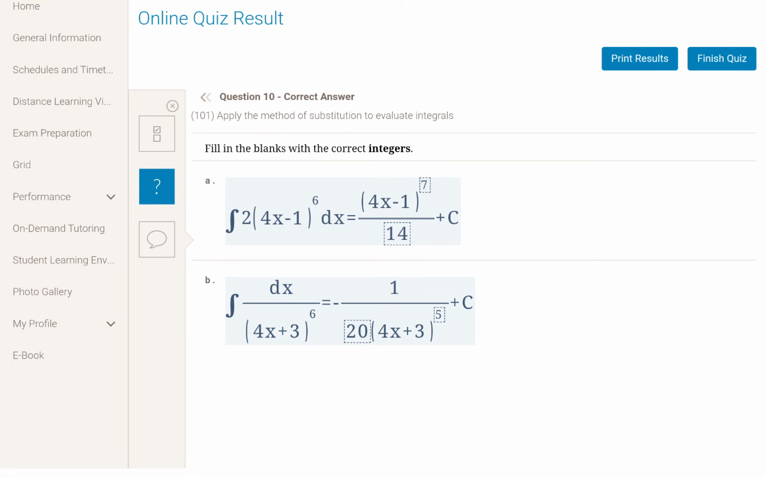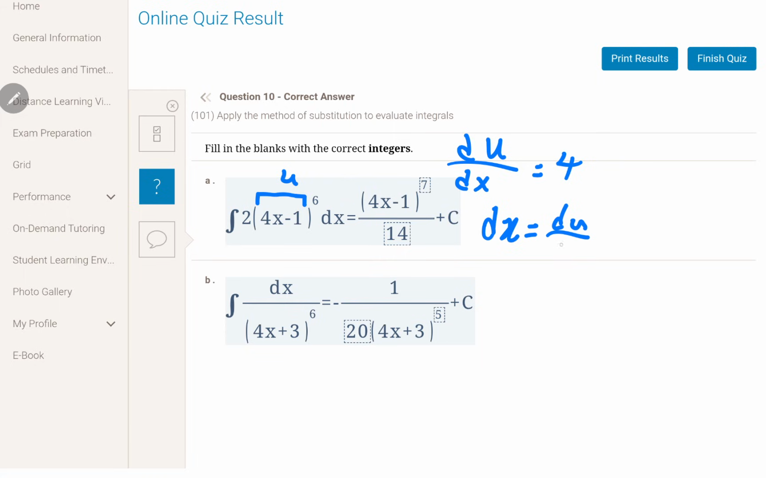Okay, this is a very, very easy u-substitution. You're going to say that this is u. So then deriving it gives you du by dx is equal to what? 4x, right? No, 4, because it's 4x minus 1. So just 4. By the way, whenever you have something like this, you can instantly do dx is equal to du over 4. And this makes it easier.